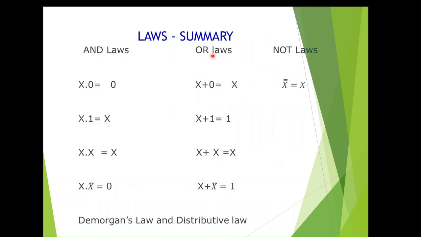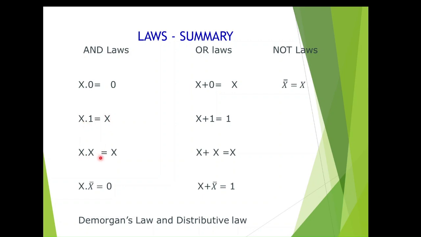And this is the summary of laws, whatever we discussed so far. This we can just summarize as AND law, OR law, and NOT law, which will be useful when you are going for simplification. So this table, if you remember, that's enough. X dot 0 is equal to 0. X dot 1 is equal to x. This, as in linear algebra also, is the same. Multiplying by 0 will result in 0. Multiplying by 1 will result in the same value.